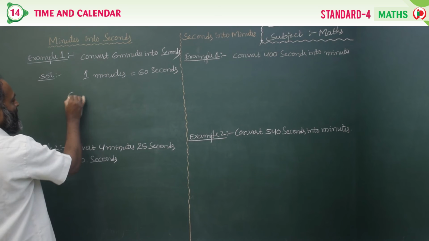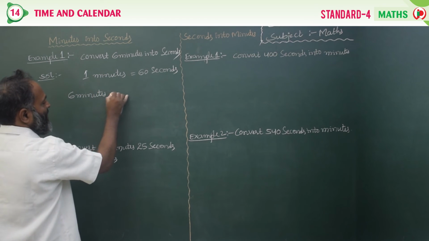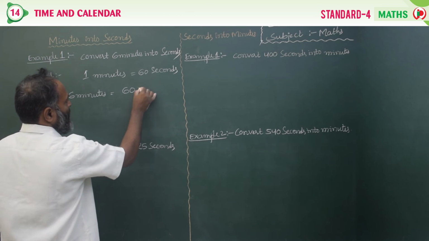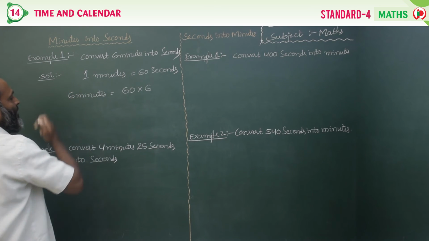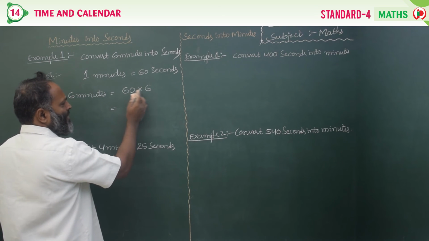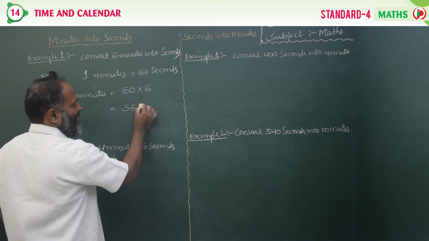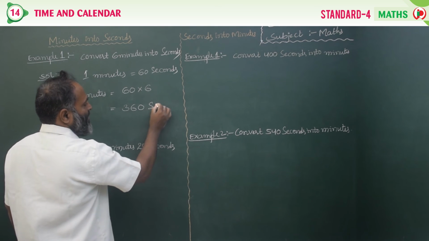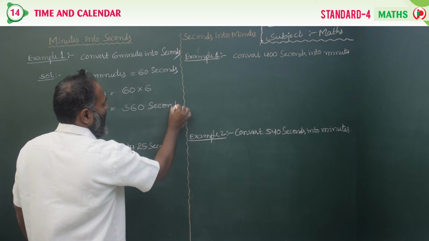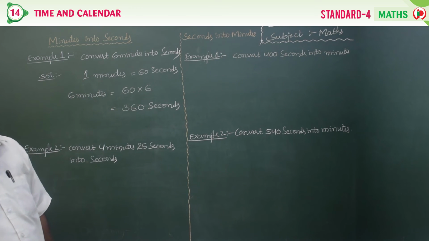Now here 6 minutes. 6 minutes, how many seconds? That is 60 into 6. This 60 should multiply with these 6 minutes. Now multiply 6 with 6. 6 sixes are 36, and the 0 that is there, we should keep. So 6 minutes means 360 seconds.